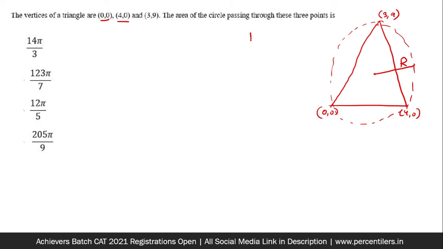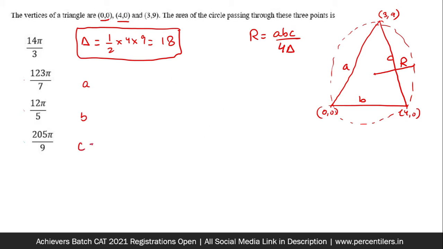So you know that this R is equal to abc over 4 delta, where a, b, c are nothing but the sides of the triangle. So I think we can find everything. So let us first find the area of the triangle. Since it is easy for us to know the length of the base and the height, surely the height is 9 and the length of the base is 4. So half into base into height, so area becomes 18.